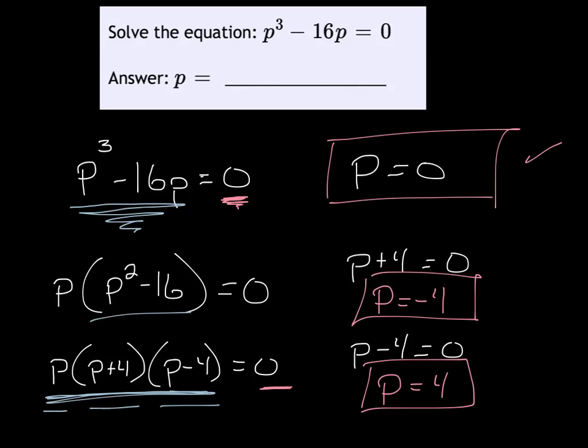So those are my three solutions. I have p equals 0, p equals negative 4, and then p equals positive 4. So I'd enter those answers as the three solutions to the original equation.